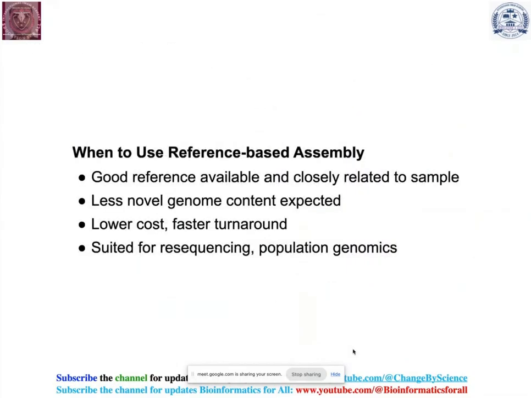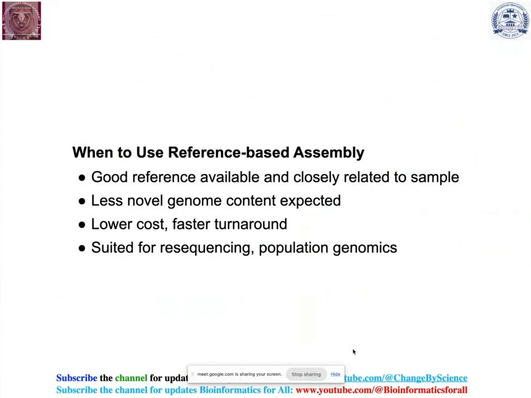Then, when you use reference-based assembly, good reference genomes are available and closely related to the sample. So there are some exception cases also, when you do not have the known reference genome, but you know that there are some closely related organisms. So you could also map your sequencing file against the closely related organism. So that is also a kind of reference-based genome assembly.